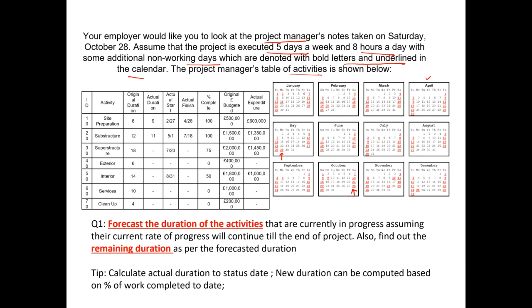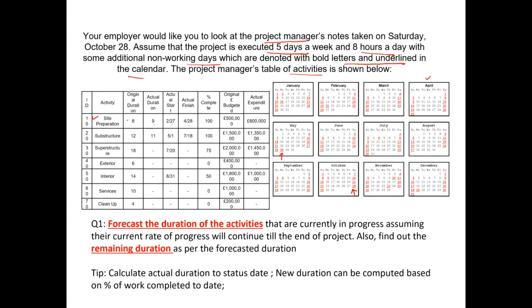So project manager's table of activities is shown below. So here you can see there are different activities in this project. So firstly is the site preparation activity. The original duration was 8 months. The actual duration has been 9 months. So it has taken 1 month more than what was planned. The actual start date was 27th of February, and the actual finish was 28th of April.